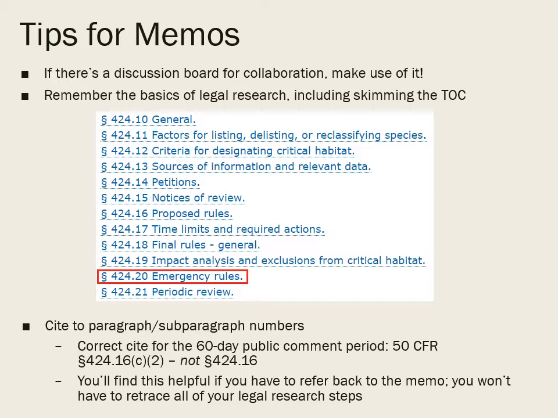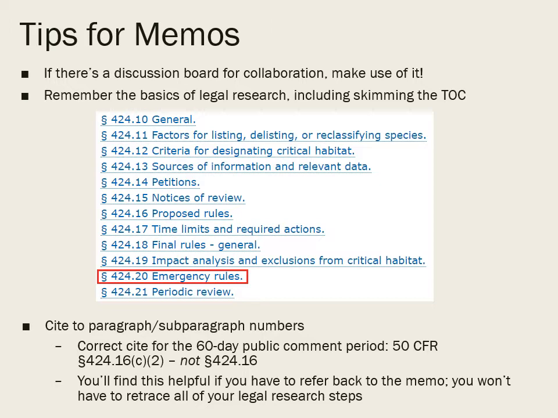This can actually be helpful to you later if you have to refer back to the memo. Citing specific paragraphs means that you're not going to have to retrace your steps. You're not going to have to do all that legal research over again. In my job, I actually rely on my prior memos quite often. It's nice to have those citations at my fingertips.